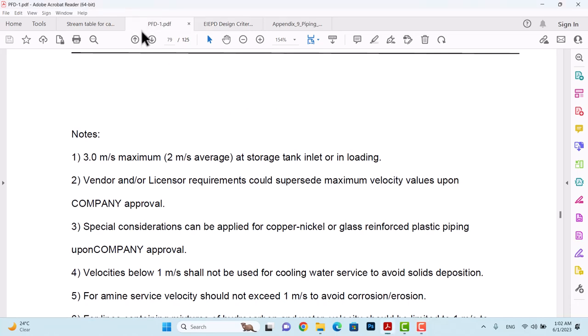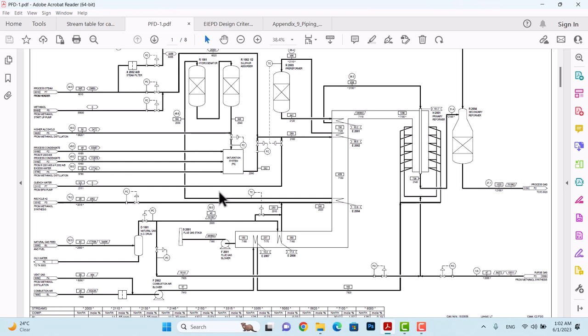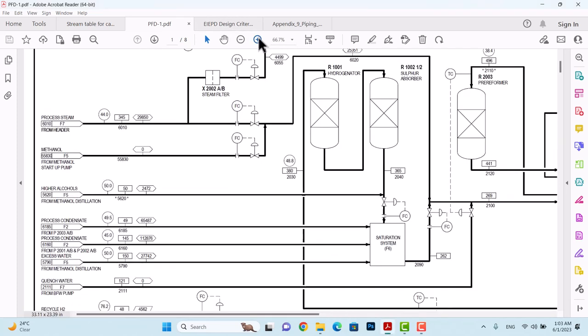Let's start here with my first example. This is the first page of the PFD for methanol plants. Here, let's zoom in and make it bigger.